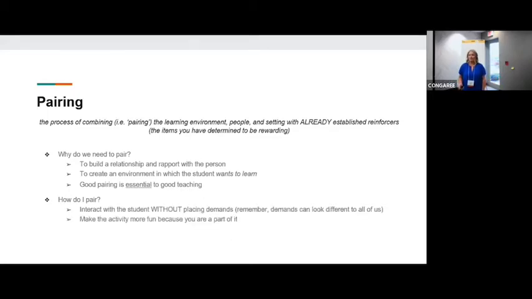So how can you start pairing? When you get a new student, you can interact with them without placing demands. And one thing to think about is that a demand for me could be very different for you. A demand for a student with autism might be having to come up and say hi to a bunch of strangers. That can be so intimidating. While that might not seem like a big deal to you or I, that might be a huge demand. You just asked this kid to do the most aversive thing he could even imagine. So that's not really pairing.